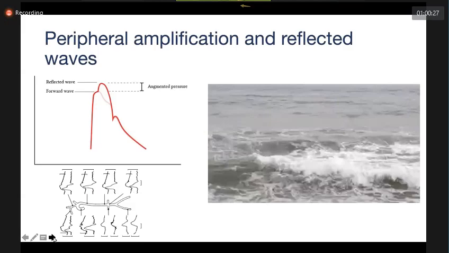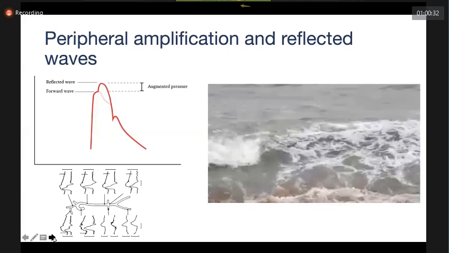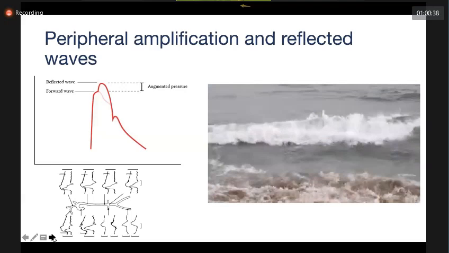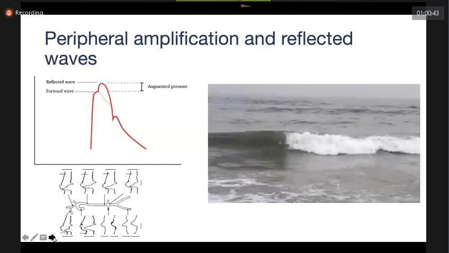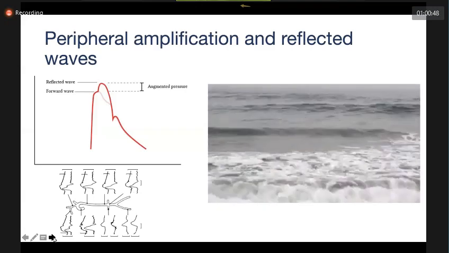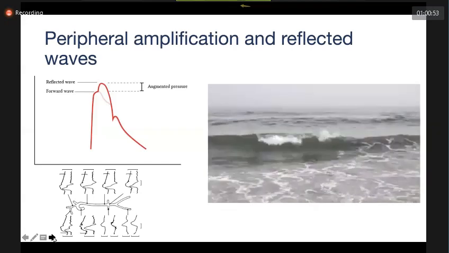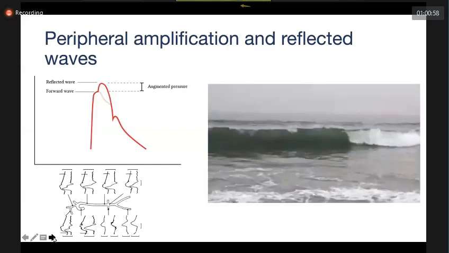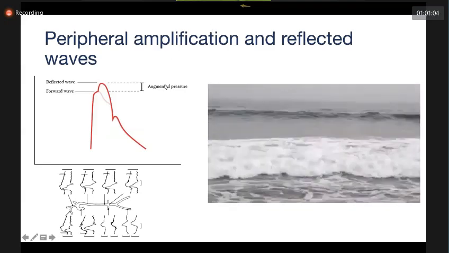So what is a reflected wave? What is peripheral amplification? I am sure that you all must have gone to beaches and watched the tidal waves. What will happen in tidal waves? A wave will come and then will go. While it is going, another wave will come. This wave will go and hit this, and then the subsequent wave will become bigger. So the wave which is going back is called a reflected wave. It hits the next preceding wave, which is going to give an augmented pressure.